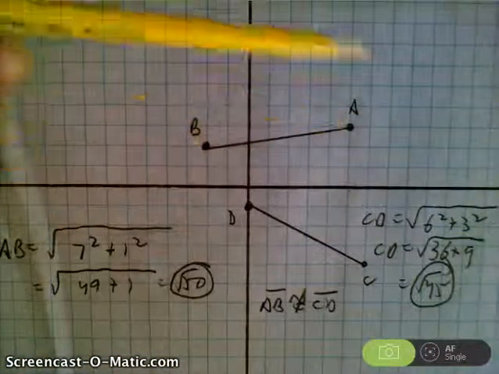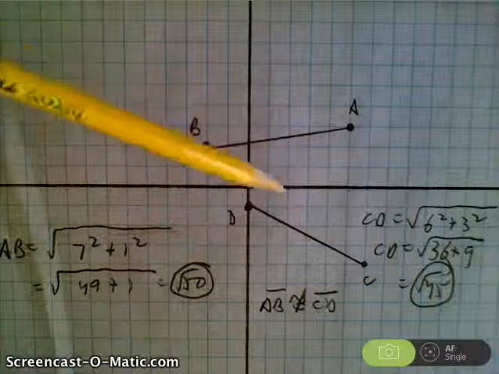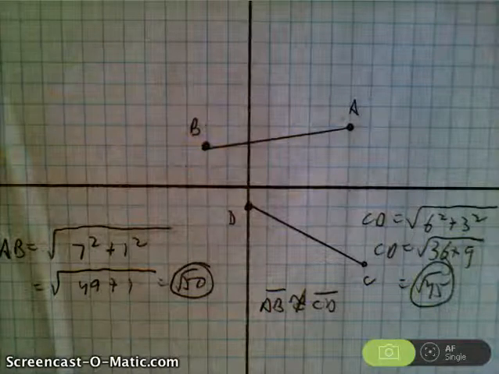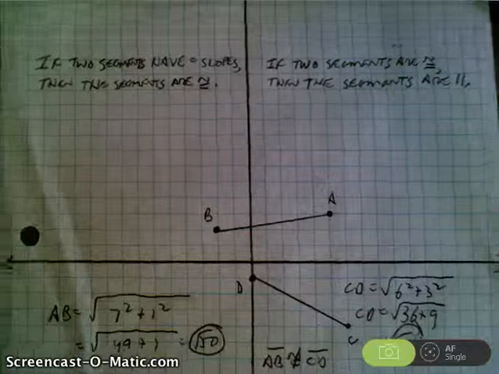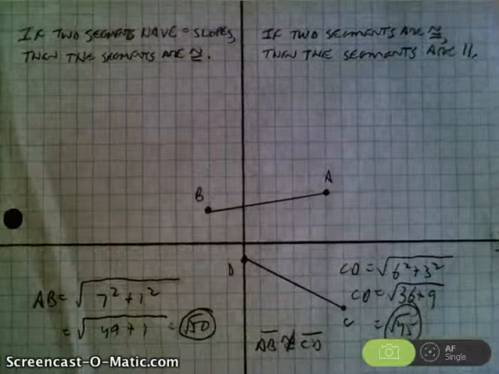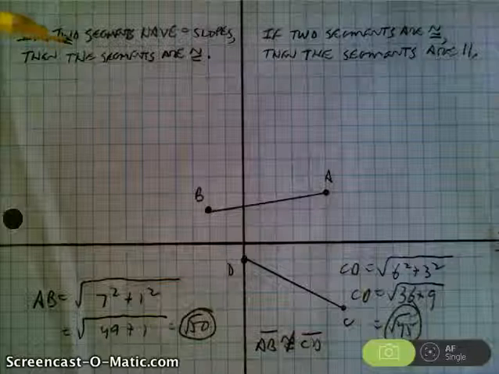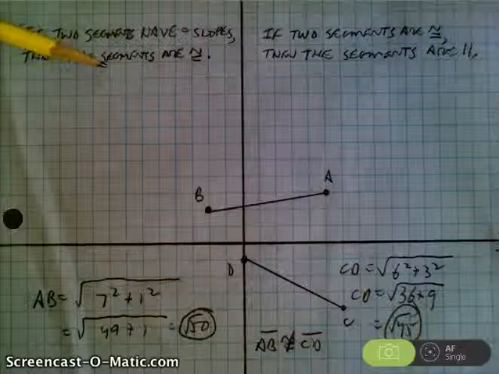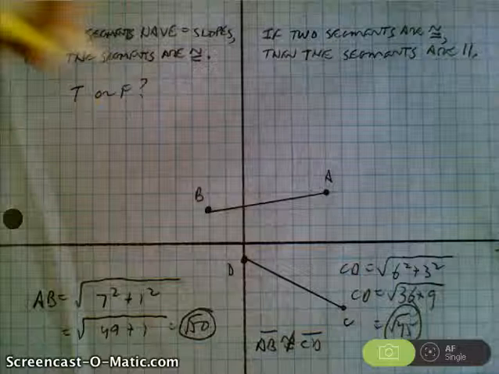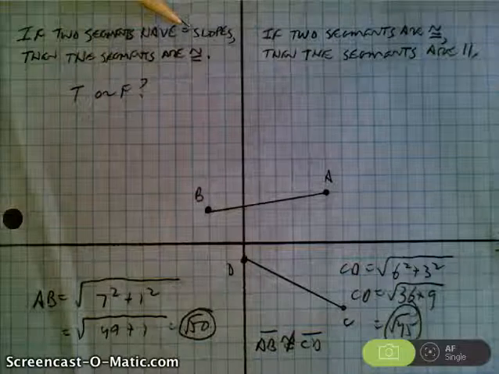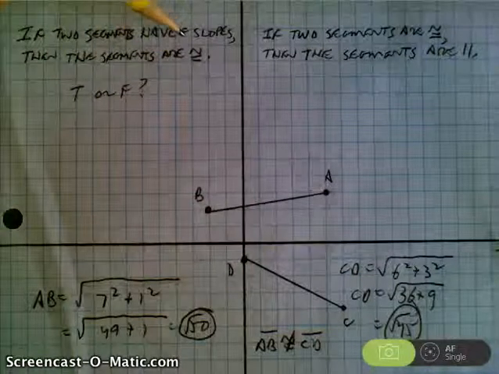But the interesting thing was that students were trying to use slope, because they were saying, well, if they have different slopes, then that means that they can't be congruent. So that brought a question to mind, and that question is this. I want you to think about two statements. Statement number 1 says, if two segments have equal slopes, then the segments are congruent. Is that true, or is that false? Just because they have equal slopes, does that make them congruent? Or can they have different slopes and also be congruent?